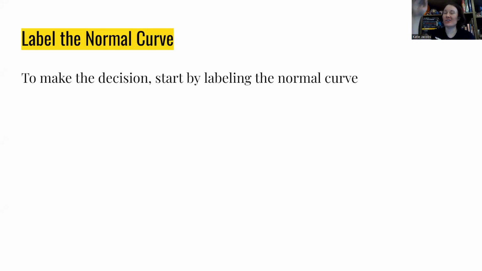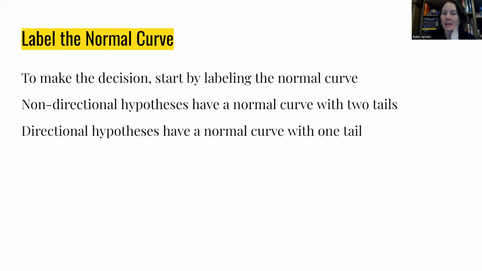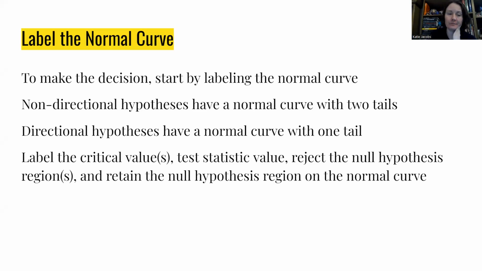Okay, so you're going to start drawing your normal curves. Maybe you won't judge my normal curves as harshly anymore if you're having to draw them yourself. So if we have non-directional hypotheses, remember we're going to have our normal curve that's going to have 2 tails on it. If we wrote our directional hypotheses, we'll have our normal curve with 1 tail.